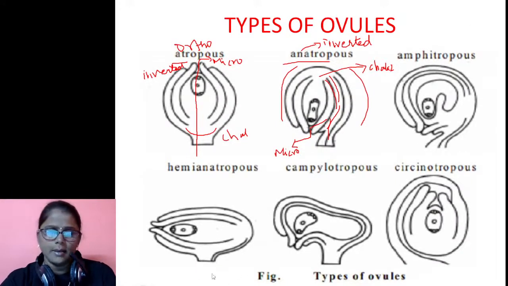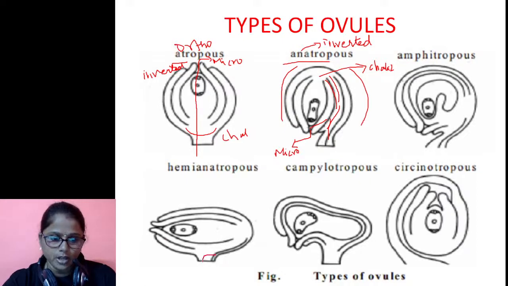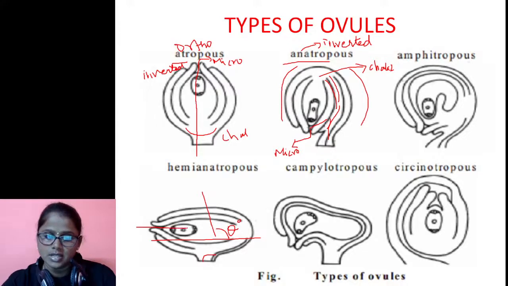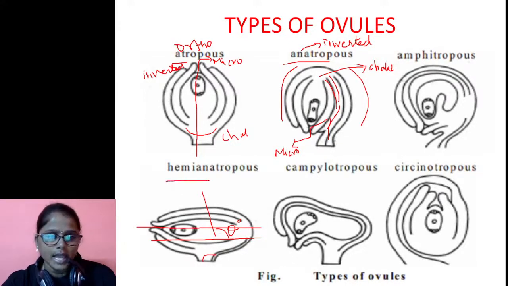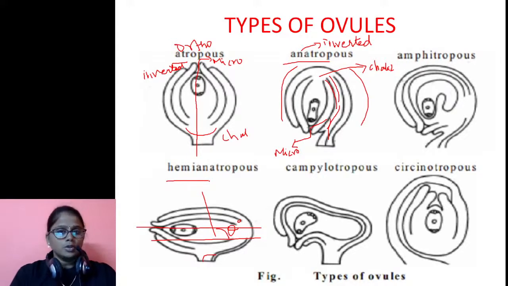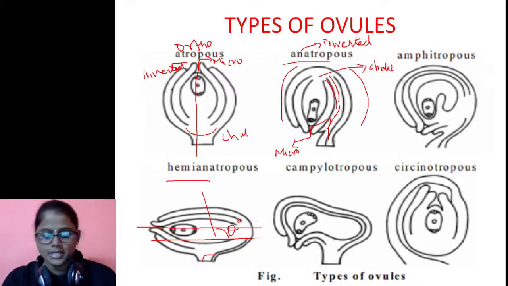So this is hemianatropous. Here you could see that the funicle is present here, and you could see the perpendicular right angle present here. Okay, so they are just transversely present, horizontal here. So that is called a hemianatropous. It is not completely inverted, it is half inverted. So that's why we call them hemianatropous.